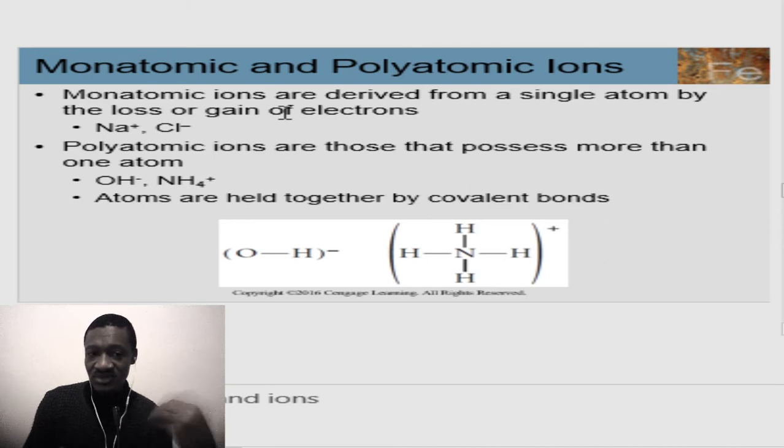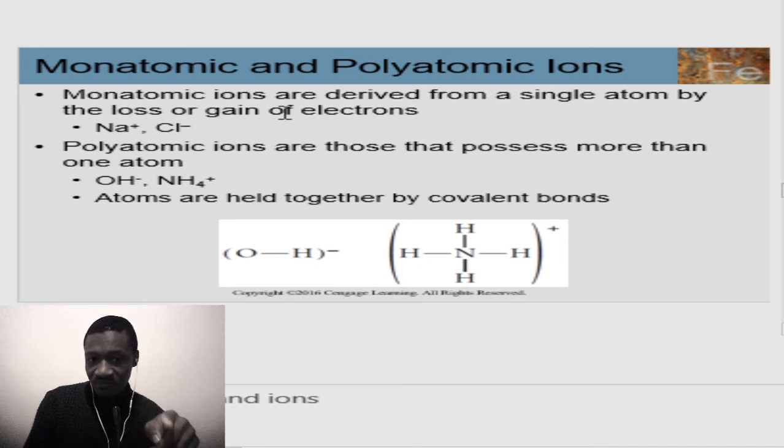So on the basis of gain or loss, for atoms that are more than one, you call them polyatomic, because poly is many, so it's more than one. But for one, it's monatomic. So you have examples for monatomic. Sodium is just one, and it's a cation. Chlorine is just one as well, one atom, and it's an anion.